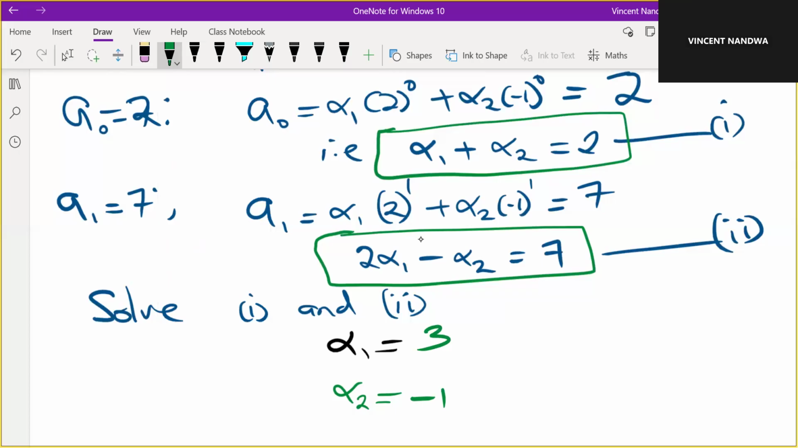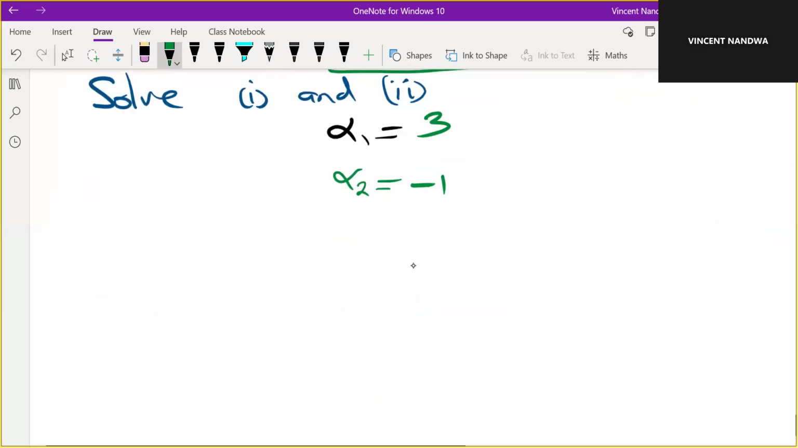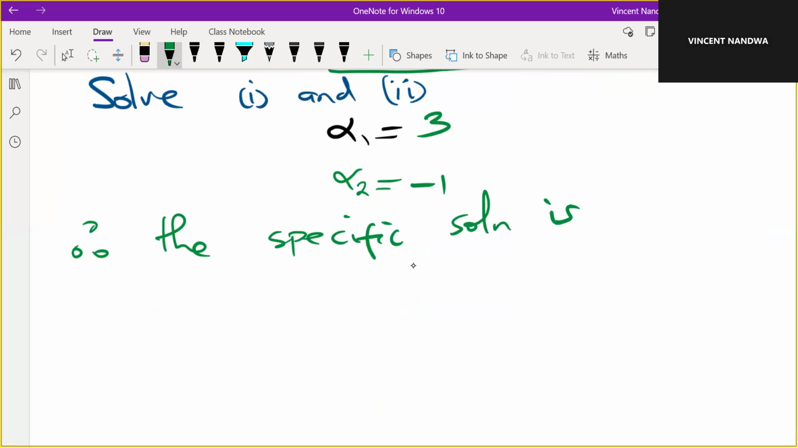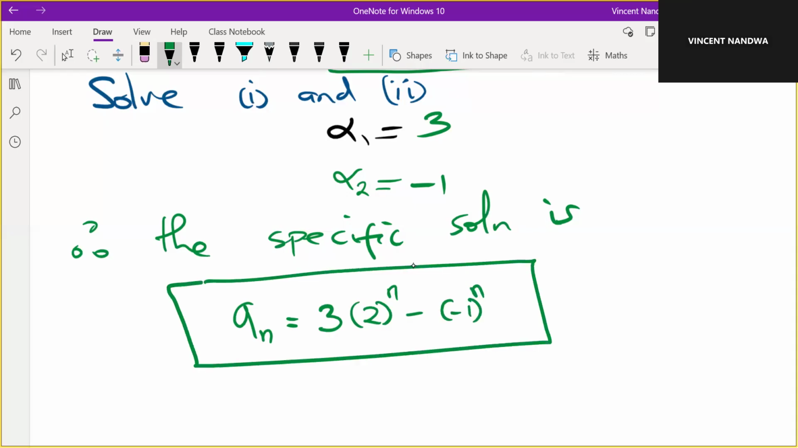Then alpha 1 is 3. Therefore, the specific solution is a_n equals alpha 1 is 3, 2^n, then alpha 2 is minus 1, then (-1)^n. Then you get 3 marks.